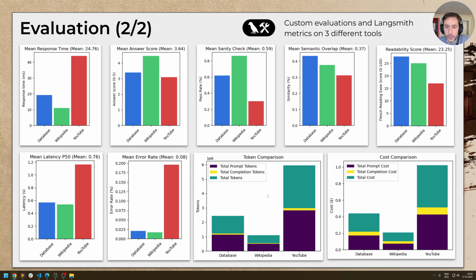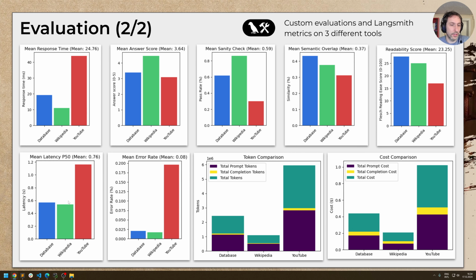And on the bottom, you have the metrics coming from LangSmith. So when you run inference on your chatbot, you have metrics on LangSmith. It is very interesting also to extract those metrics. I had the mean latency and mean error rate, obviously.